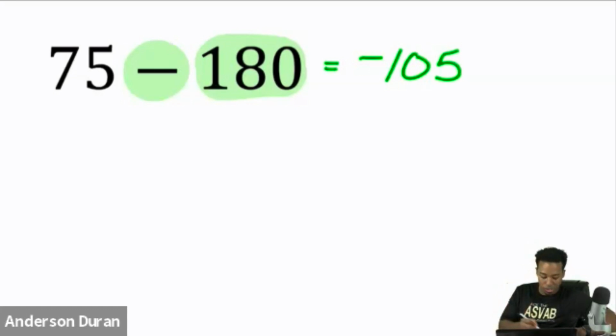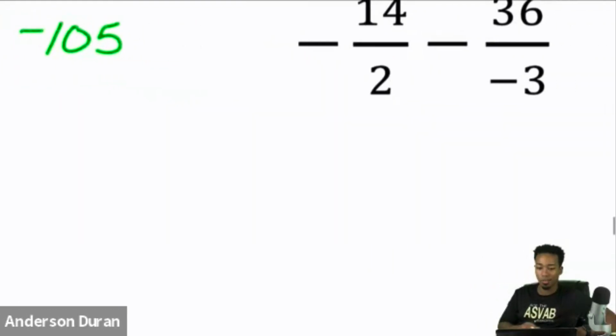And if you notice, if I start at $75 in my bank account and I buy something worth 180, I am not going to be happy looking at my bank account. It's not going to say a positive 105. It's going to say a negative number.